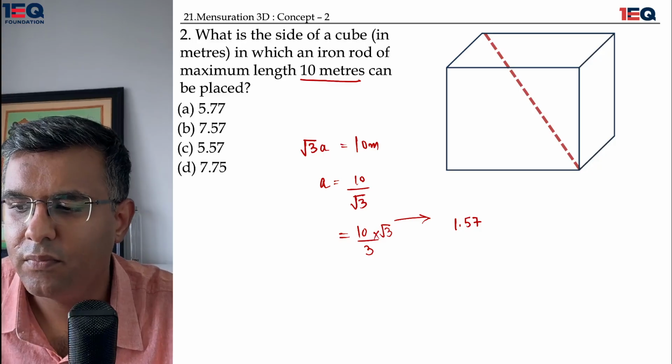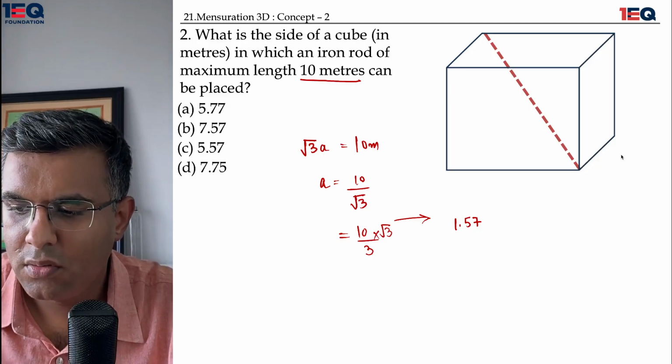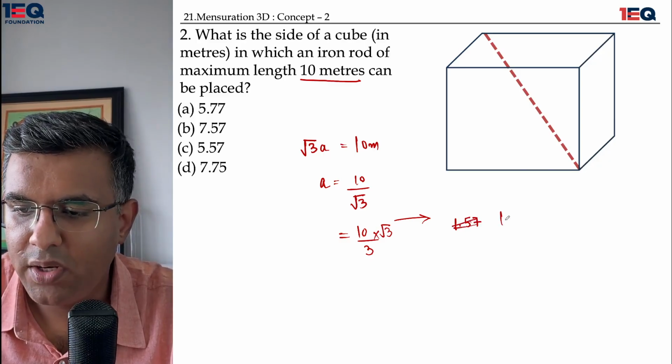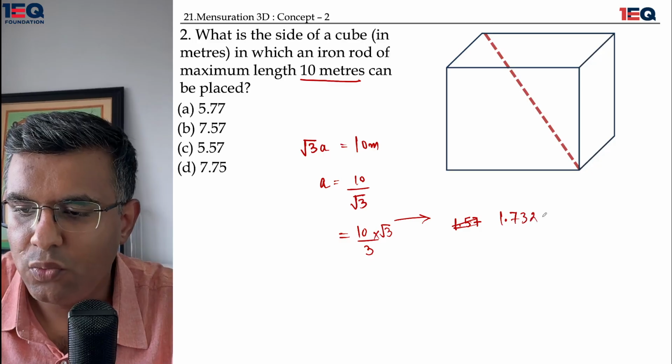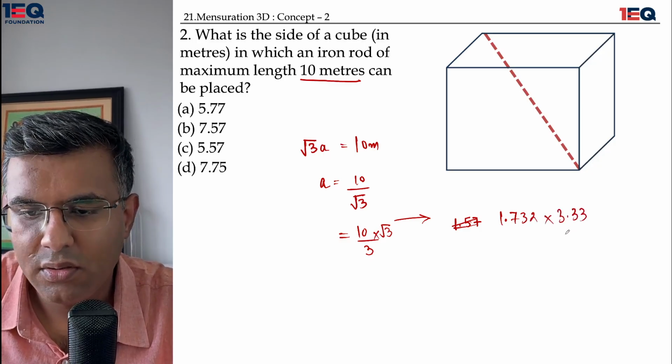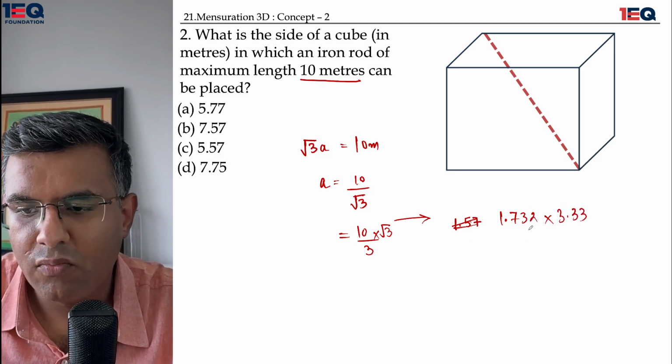1.57. Yeah. So the value of root 3 is 1.732. This would be multiplied by 3.33. Okay.